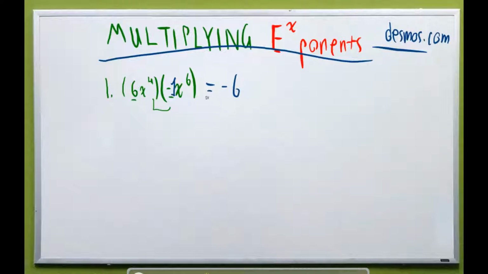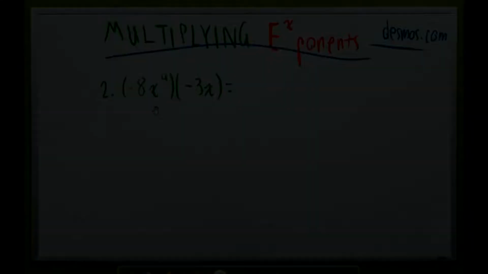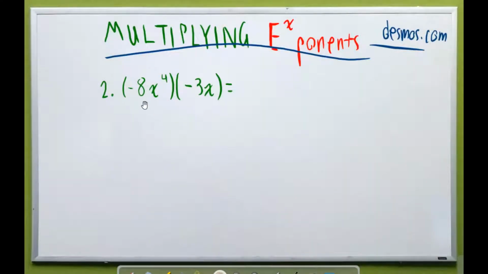And then we're going to multiply x to the 4th power times x to the 6th power. So remember, to multiply exponents, we're going to add the exponent part together. So 4 plus 6 is 10, so our answer is x to the 10th power. Our second problem is negative 8x to the 4th power times negative 3x. So give this one a shot on your own.